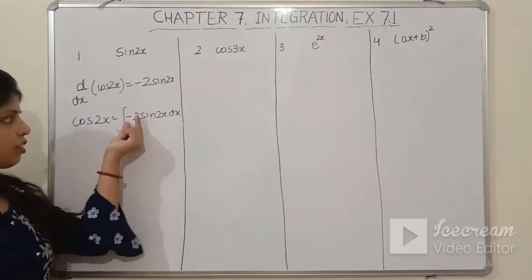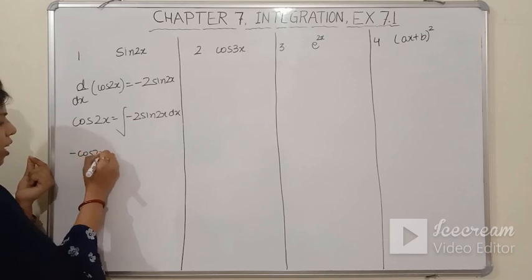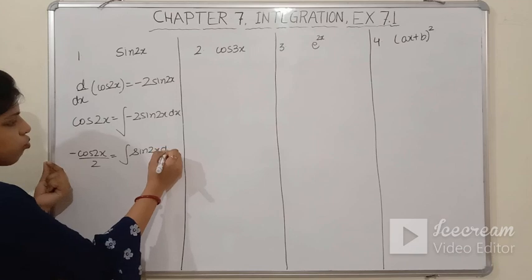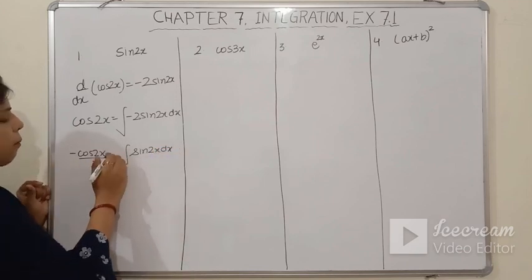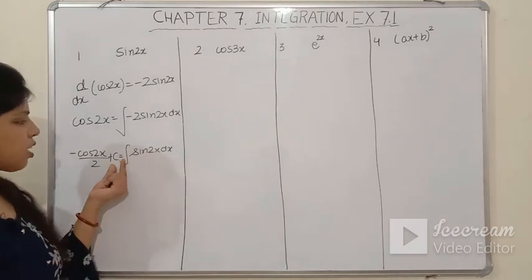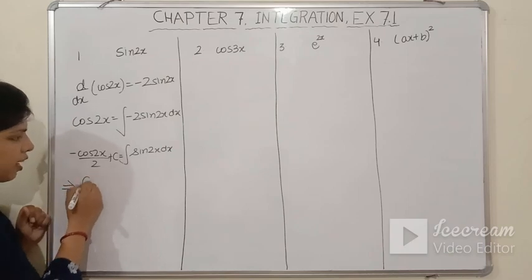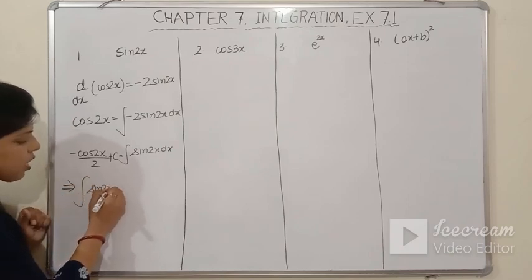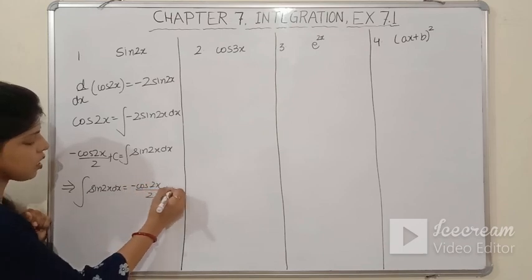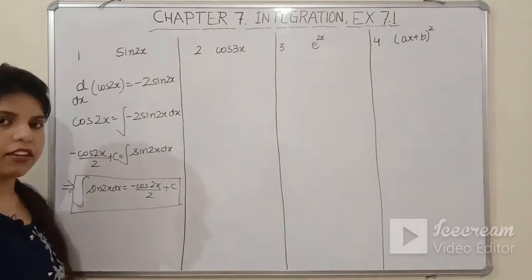So from here we will shift this minus 2 to the right hand side, and what do I get? The integration of sin 2x dx will be equal to minus cos 2x, plus, as it is an indefinite integral, I put here plus c for the constant of integration. So this is our final answer. The integration of sin 2x dx is minus cos 2x upon 2 plus c, where c is the constant of integration, as this is our indefinite integral.